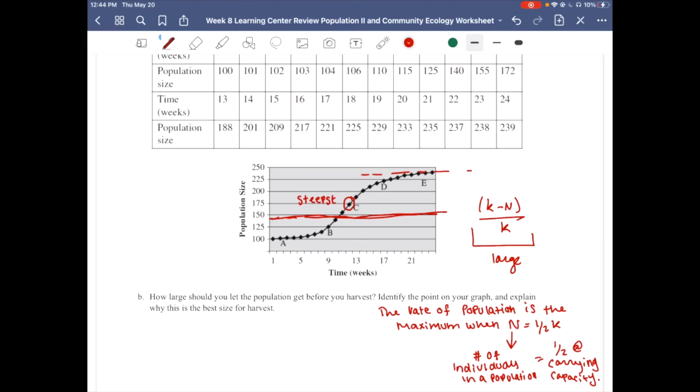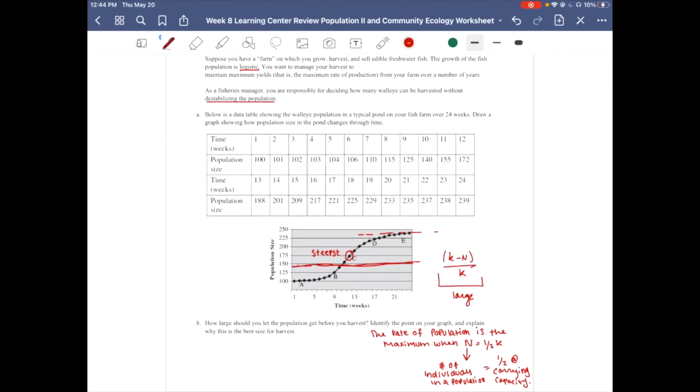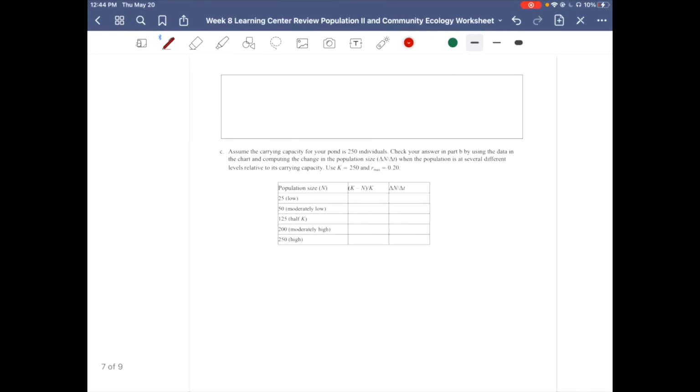Does that make sense so far? I know these are really difficult concepts to follow, especially when there's a lot of numbers given in the worksheet. All right, I'm going to move on.